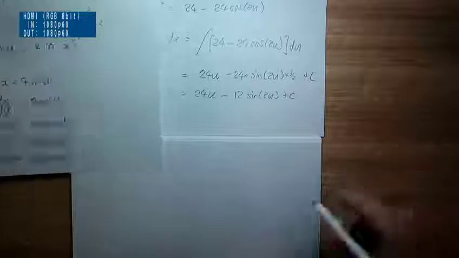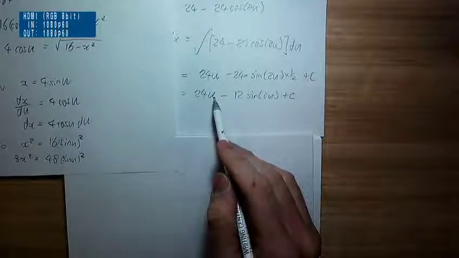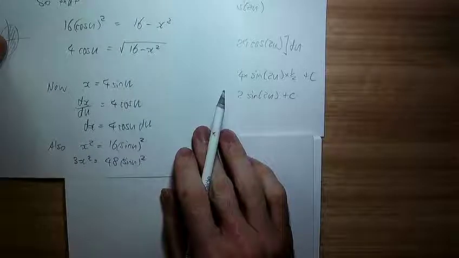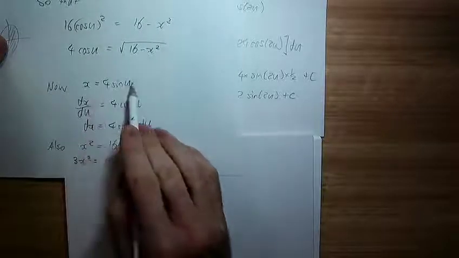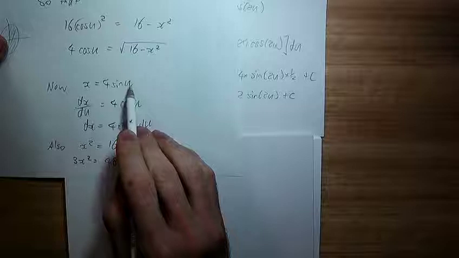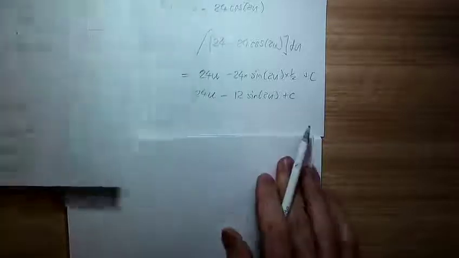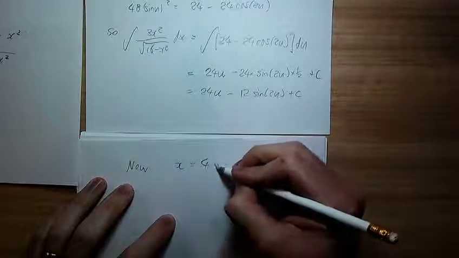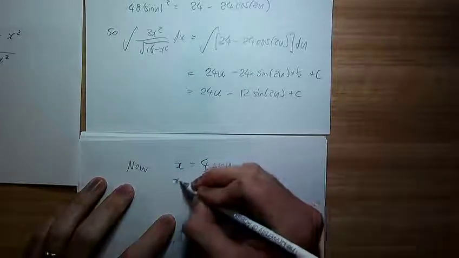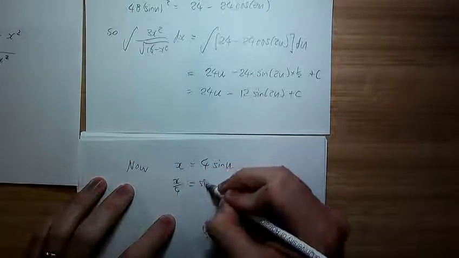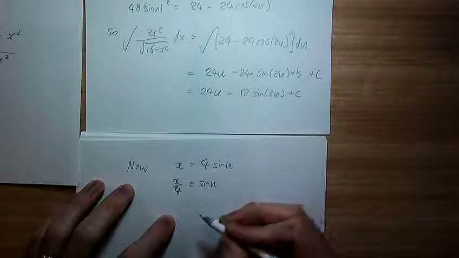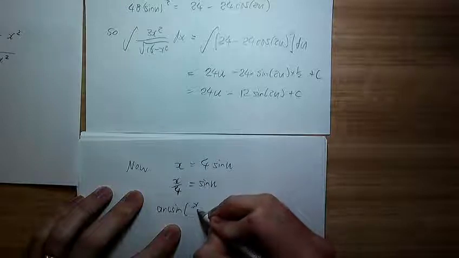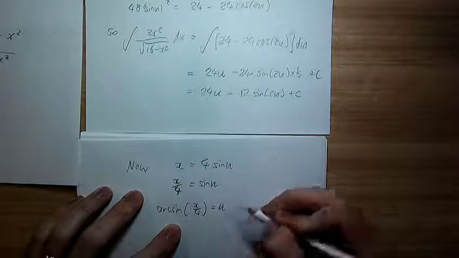So what have we got? We've got a u. All right, well, we know that x is 4 sine u, so we can rearrange that to get what u is. So x on 4 is the same as sine u, and so arc sine x on 4 is u.